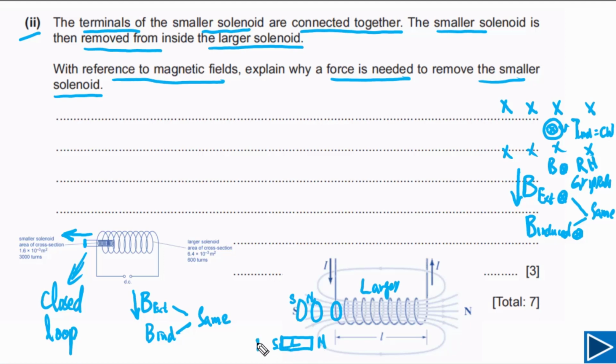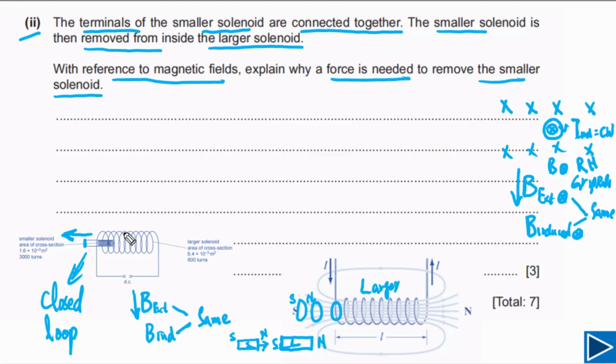And the smaller solenoid. So this one is the smaller solenoid. So this is the smaller one. Its magnetic field also has to be in the same direction. Means this side has to be N, this side has to be S. Now you can see S and N, they will attract each other. So it means there will be an attractive force on this smaller solenoid. So we have to apply force to move this coil out of the larger solenoid to overcome the attractive force between the larger solenoid and the smaller solenoid. That's all what we need to understand.